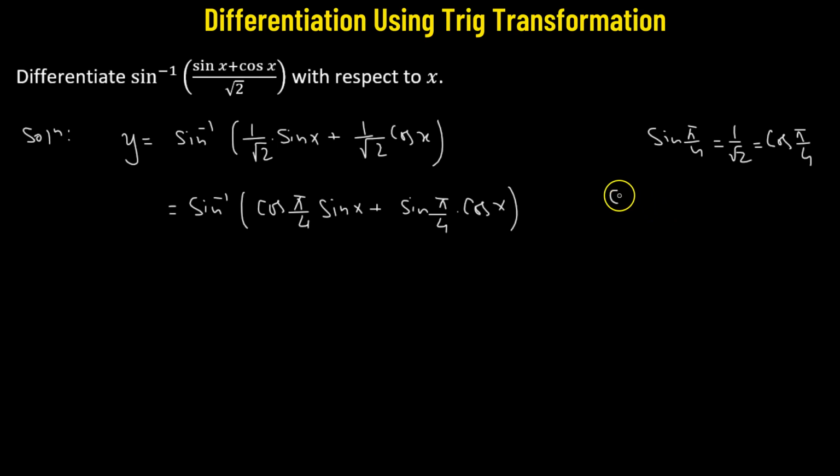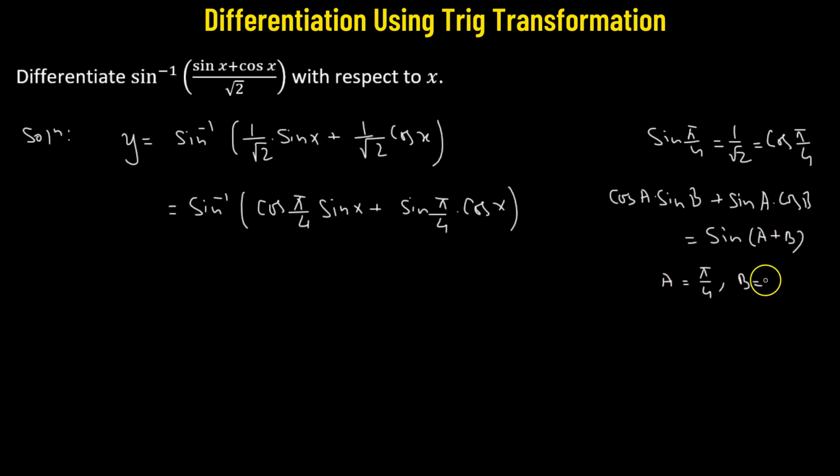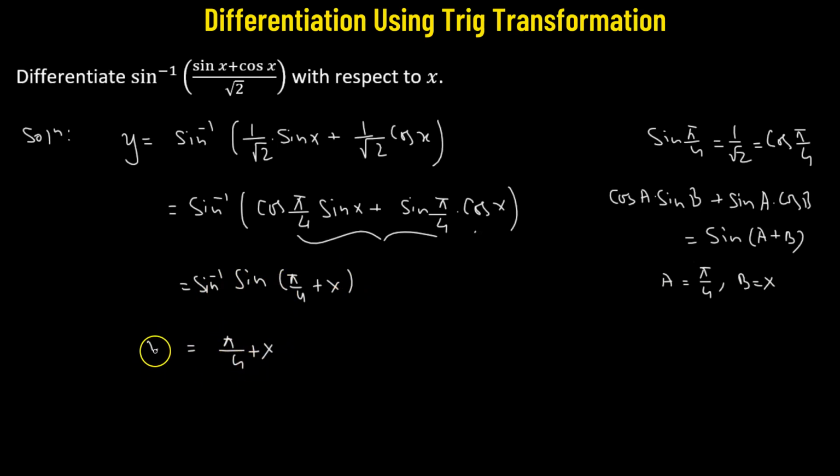Now this is done so that we can use the property when we have cosine of a times sine of b plus sine of a times cosine of b. So this is actually equals to sine of a plus b. So in our case, a is equals to pi over 4 and b is equals to x. So that means we can write the expression within the parentheses as sine of pi over 4 plus x. The sine inverse of sine, where the sine goes away, so we are left with pi over 4 plus x. So this is the value of y, which is the simplified form of y.